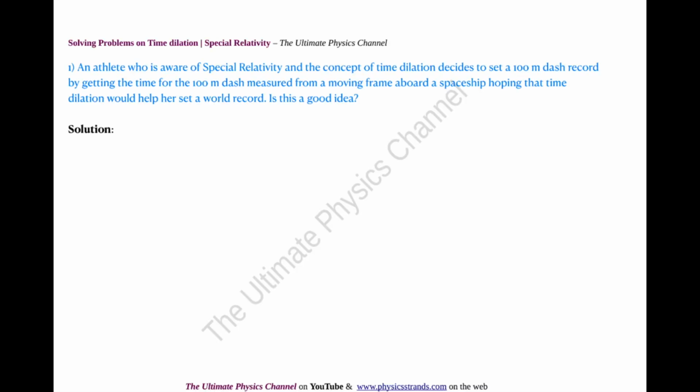The first problem: an athlete who is aware of special relativity and the concept of time dilation decides to set a 100-meter dash record by getting the time for the 100-meter dash measured from a moving frame aboard a spaceship, hoping that time dilation would help her set a world record. Is this a good idea?